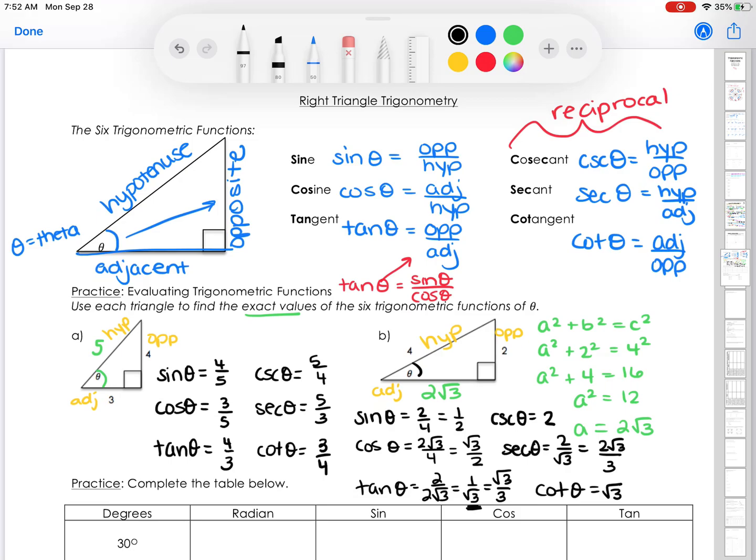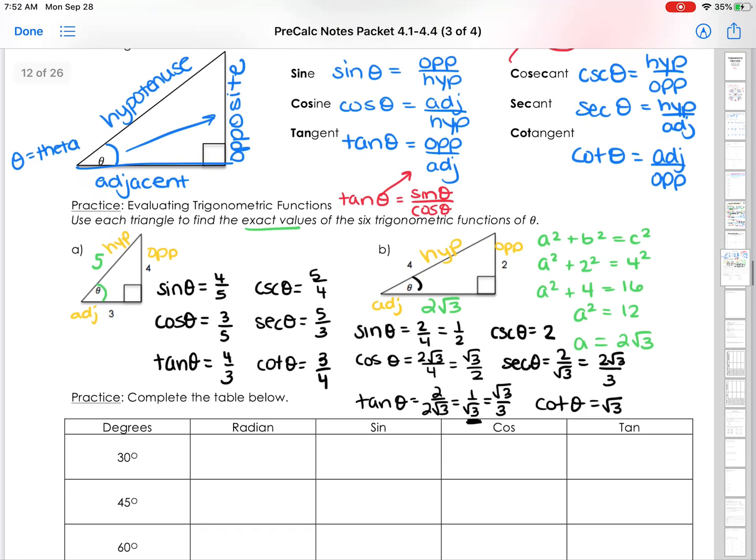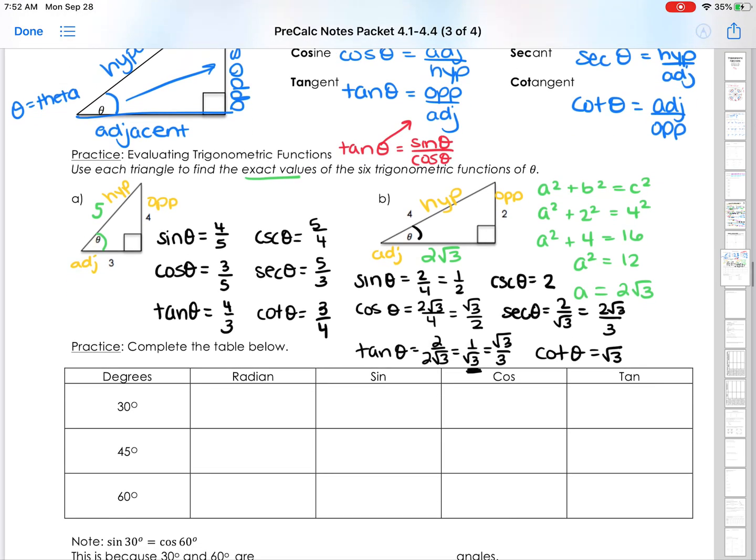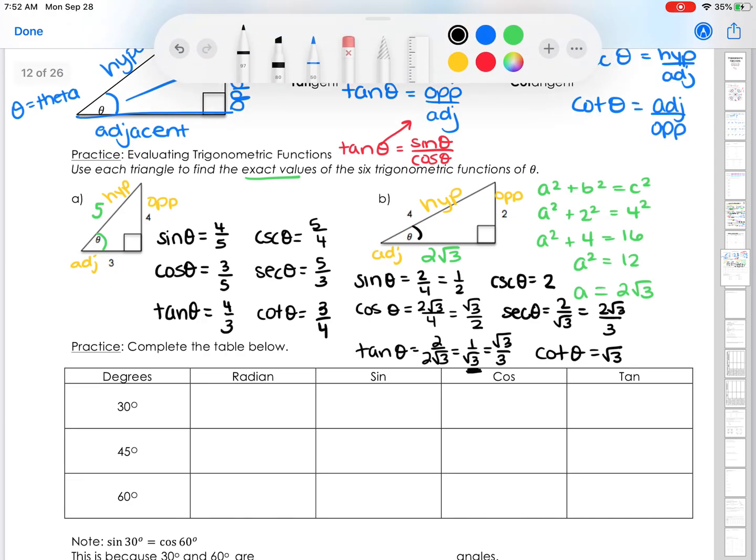Okay? All right, so we're going to fill in this table. And these are kind of the basic ones. If you notice, these are the numbers that we're used to seeing on the unit circle. So if I have 30 degrees, I know that in radians that is pi over 6.